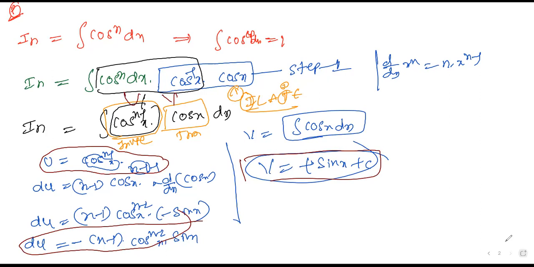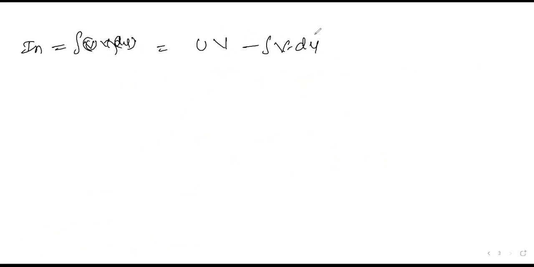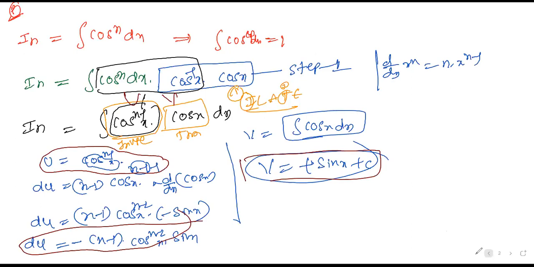Now let me copy the things on the next page. So I_n is equal to the integration of UV, right? The UV model. What is the UV model formula? It is UV minus integration of V du, according to my session. Now let us apply the method. I_n is equal to, what value of u do you take? What is the value of your assumption u equal to?